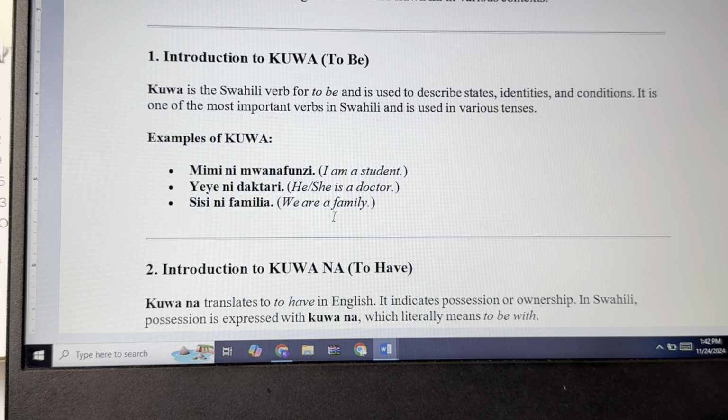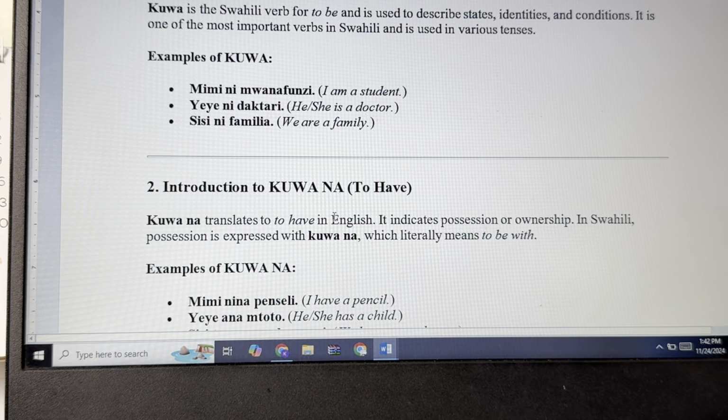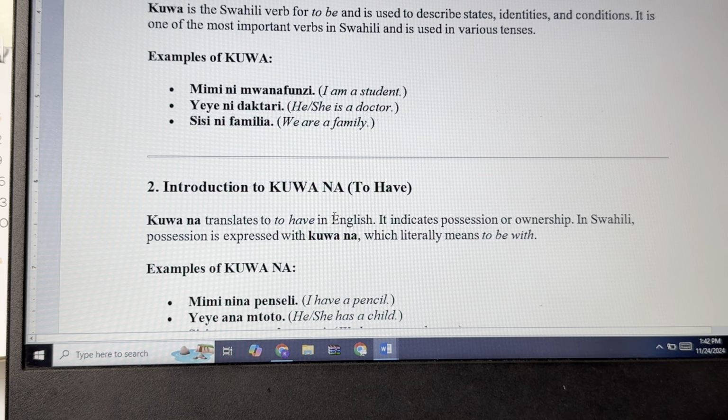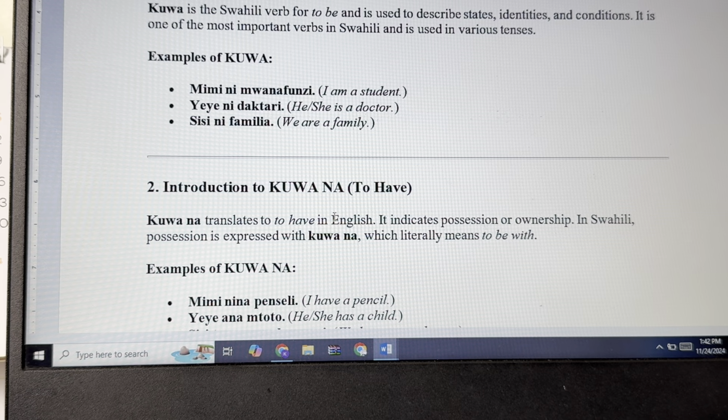Let's go on. Introduction to kuwa na. This is just a brief introduction. Kuwa na translates to have in English. It indicates possession or ownership. In Swahili, possession is expressed with kuwa na, which literally means to be with.